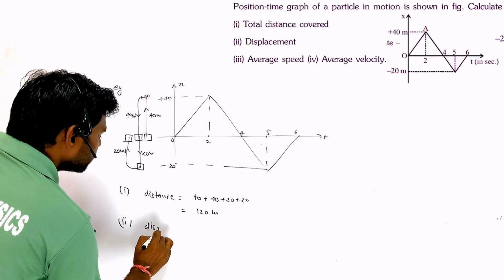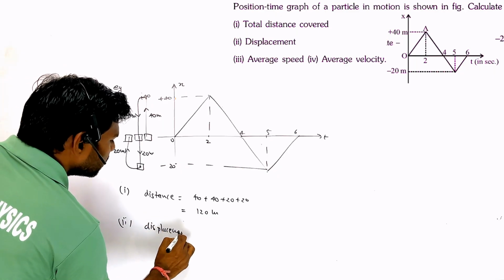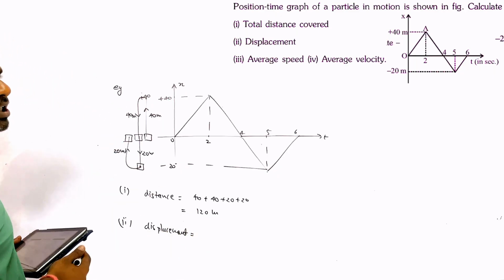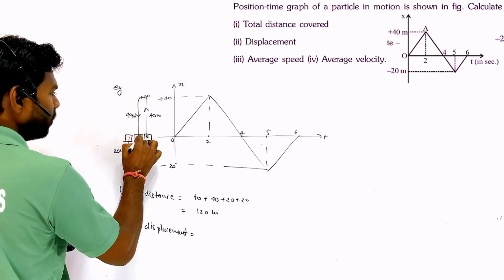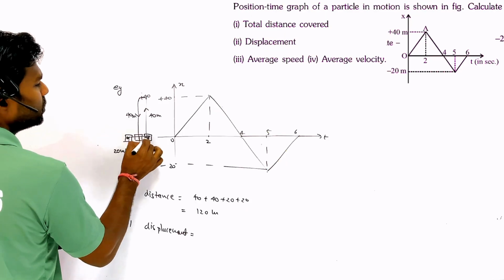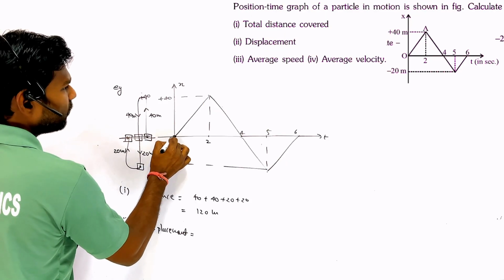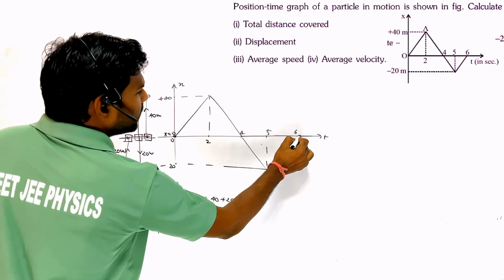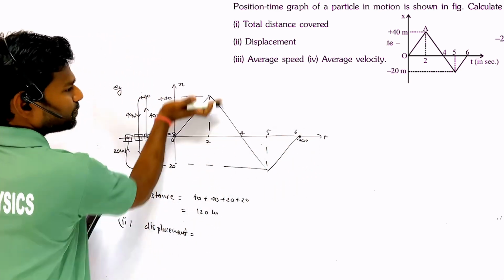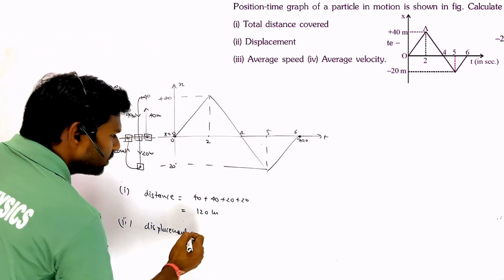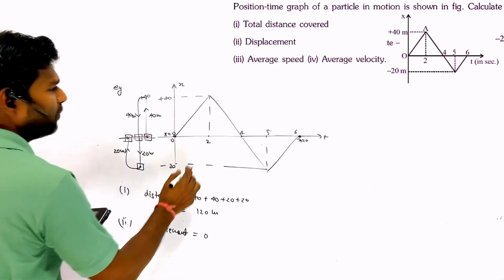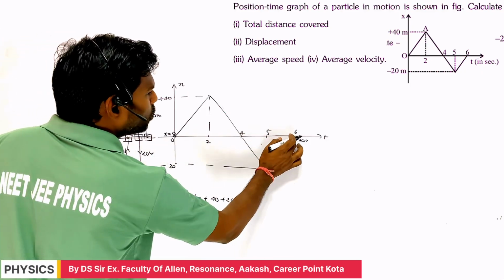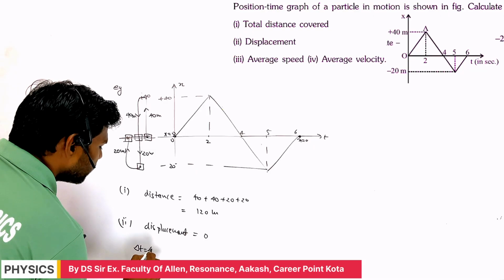Can you tell me what is the displacement? Listen one thing. The displacement is the line joining the initial to the final position. This is the initial position, it moves up, down, down and ends on the same position. So it starts from x equal to 0 and this is also x equal to 0. So what is the displacement? Can you tell? 0, right? And what is the total time? 0 to delta t is nothing but 6 seconds.